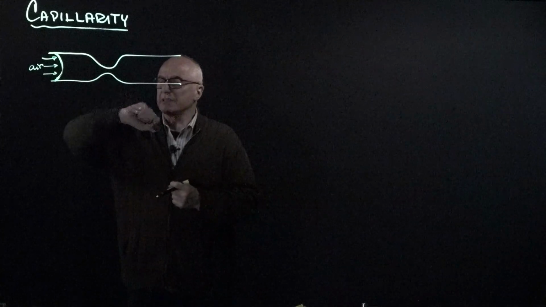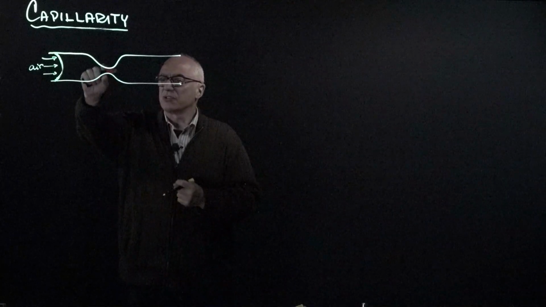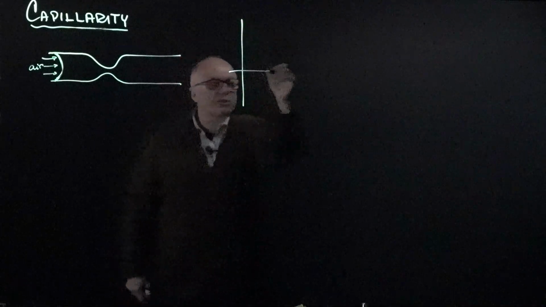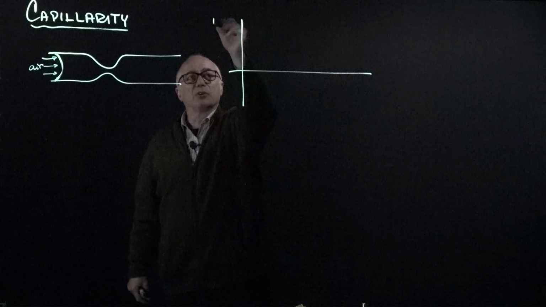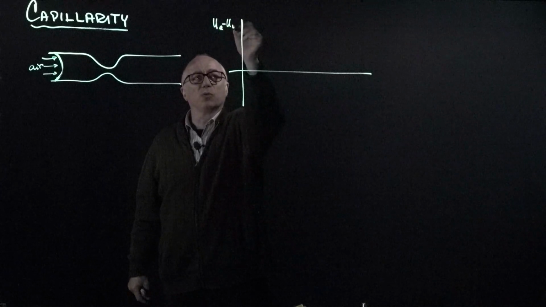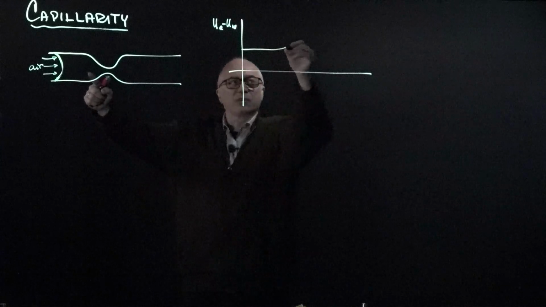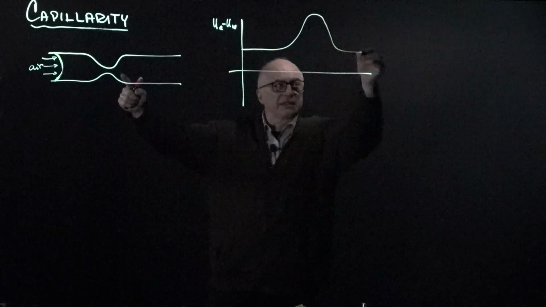Now, as I advance, this air pressure gets higher and higher because the result is that the capillary pressure is inversely proportional to the radius. So it gets higher and higher. And so if I plot the pressure of air, U air minus U water, so there is a certain pressure, and by the time I get to the neck, it increases and then it decreases.